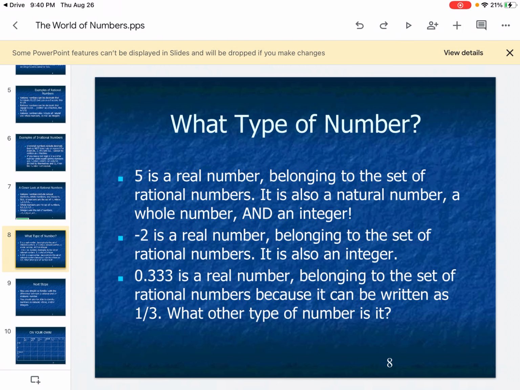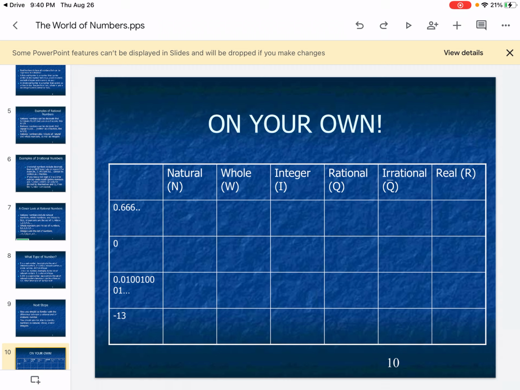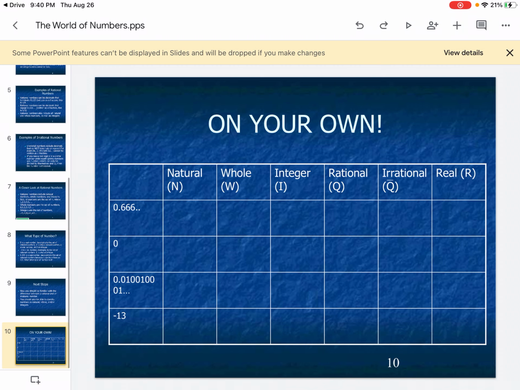It's real. Is it any other type of number? Is it a natural number? Nope. Is it a whole number? Nope. Is it an integer? Nope. Okay, so we have real. Is it rational or irrational? Is it a fraction or not? And is it a whole number, an integer, or a natural number?